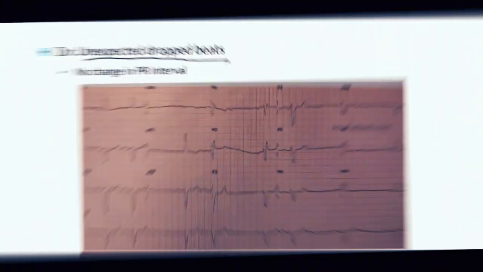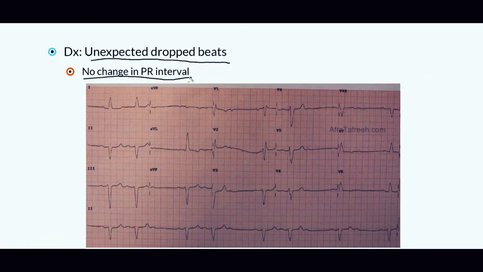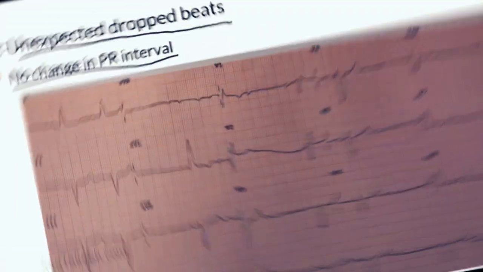Additionally, very high yield to distinguish Mobitz 2 from Mobitz type 1 or Wenckebach is that in Mobitz type 2, these patients will have no change in their PR interval. We are not going to see any of that PR prolongation that we saw in our patients with Mobitz type 1 or Wenckebach.